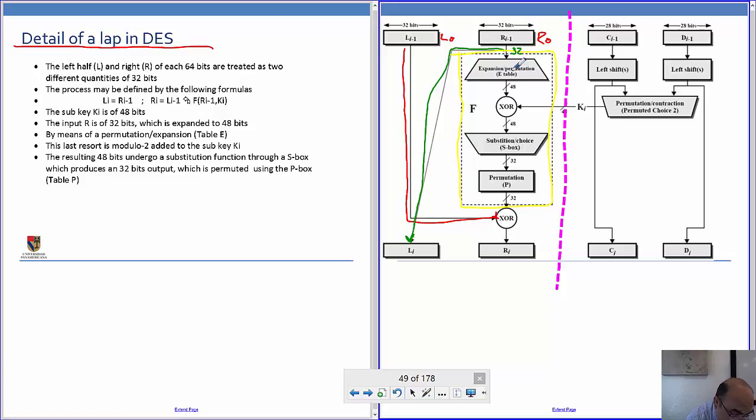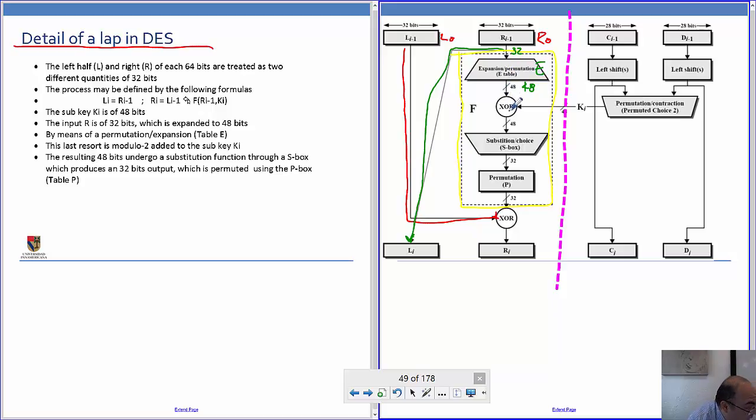We are going to do a function that's called expansion permutation. This is called the E function. The E function will expand the bits and will also do a permutation on the bits. So from the 32 bits we have in the input, at the output we are going to have 48 bits. And those 48 bits will be permuted. Okay?